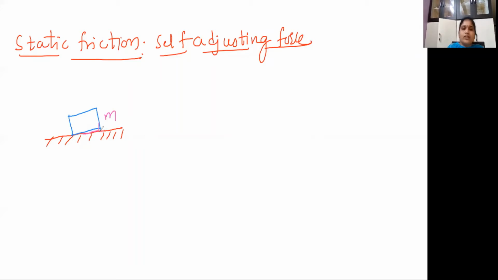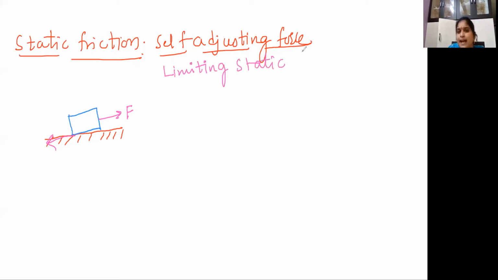Let the coefficient of static friction be mu s first. Okay, so now why the frictional force, static friction, is called self-adjusting, let us visualize now. So coming to the visualization, let us suppose you are applying a force F. So F is the force applied. But let us suppose the limiting static friction we will calculate. So we are now introducing a term called limiting static friction.